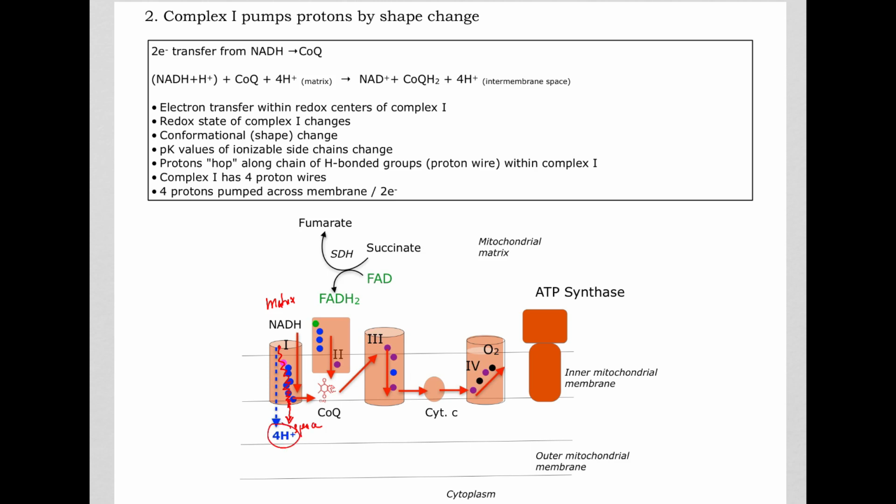So basically, four protons are pumped for every 2 electrons that are transferred from NADH to coenzyme Q. Complex 1 not only catalyzes transfer of electrons from NADH to coenzyme Q, but is also working as a proton pump, and it pumps 4 protons from the matrix side into the space for every 2 electrons that are transferred from NADH to coenzyme Q.